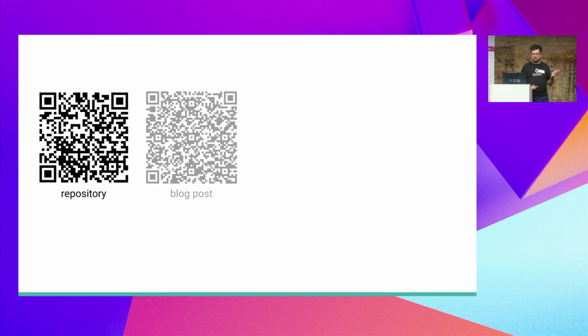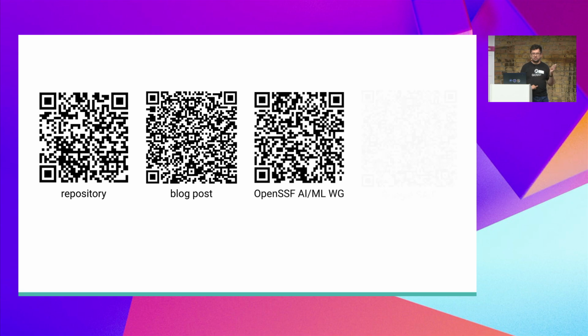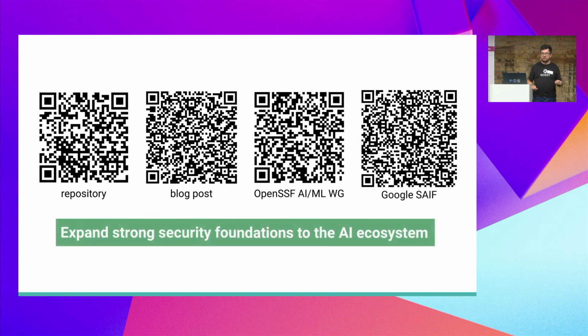And on this slide, I have 4 QR codes for different things. First is the repository, where we have the model signing and the SLSA GitHub generator for ML training. Then there is a blog post on the Google security blog about the same repository and with a little bit more details about the entire story. The third QR code is about a working group under OpenSSF for AI and ML. It's currently meeting every Wednesday. I forgot exactly the time, but the QR code links to the Slack channel, and I can give you the meeting code there and so on.